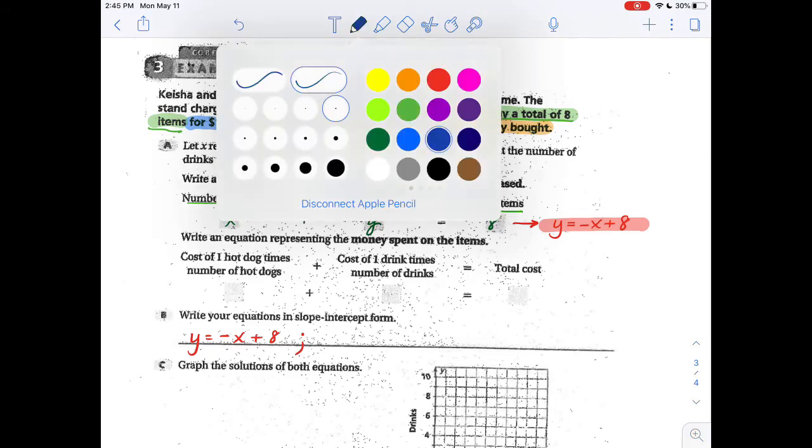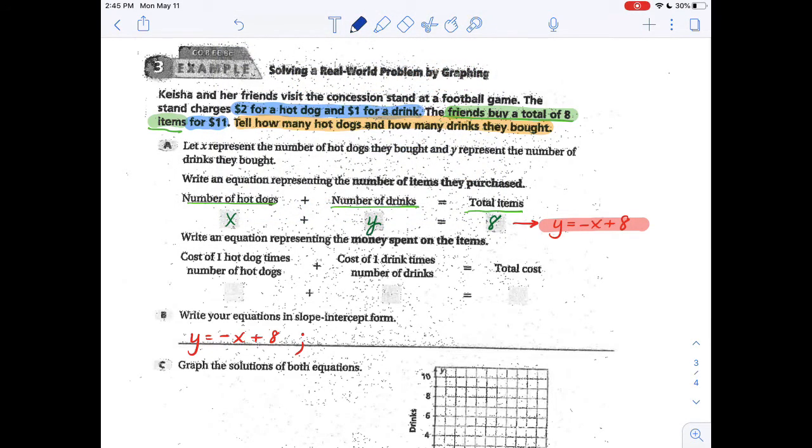Now let's go ahead and look at the blue. The other thing they talked about is the cost of these items. Well, $2 is a hot dog. We made our hot dogs X, didn't we? So that's going to be 2 times X, $2 for every hot dog. $1 for a drink. We made our drinks Y. So that's just going to be 1Y, or just Y. And now, how much did it all come up to be? $11.